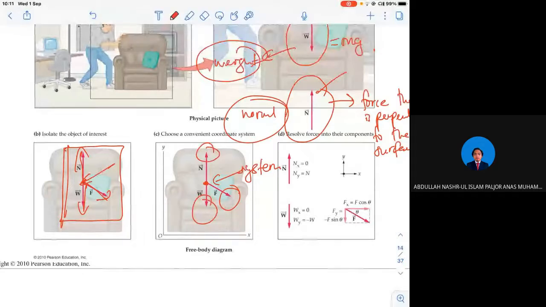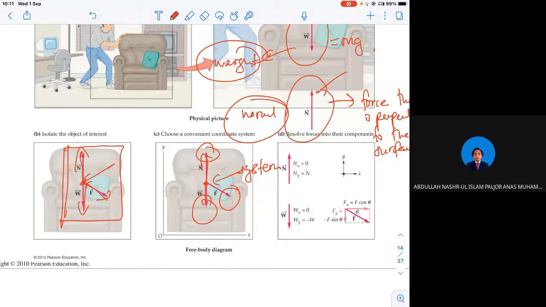For example, a normal force in the y-axis. And weight is always in the y-axis also. Weight is definitely always in y, but the normal force will depend on the situation. If the sofa is on the floor, that means the normal force is exactly perpendicular to the surface.